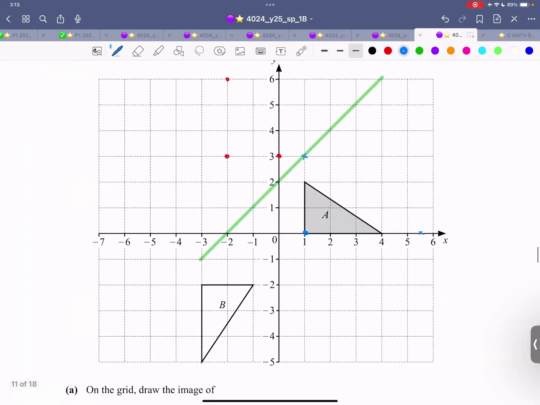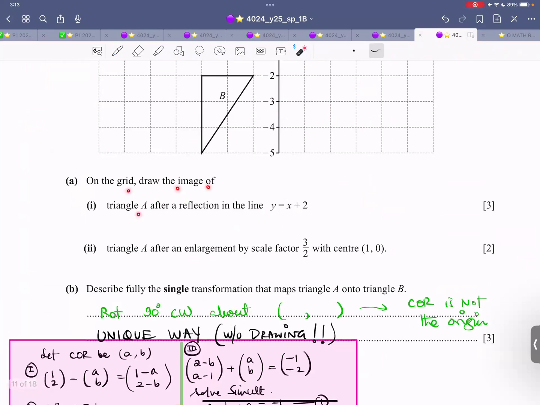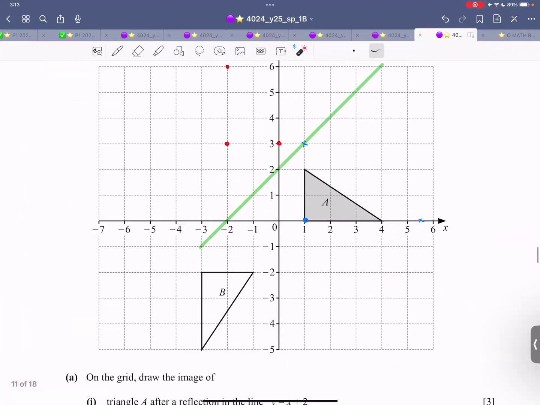This is transformation. This is triangle A. This is triangle B. The first thing, on a grid, draw the image of triangle A after reflection in the line y equals x plus 2. So first things first, I drew the line y equals x plus 2.